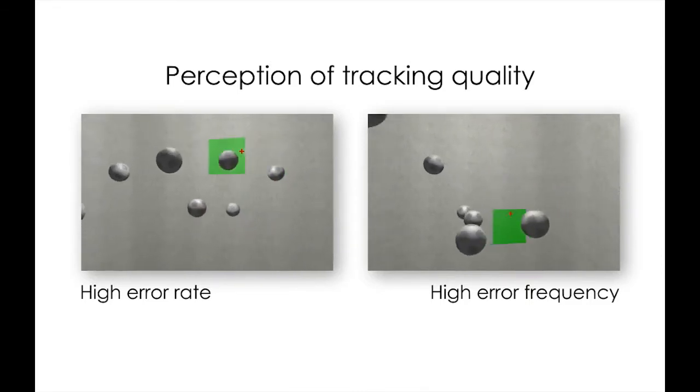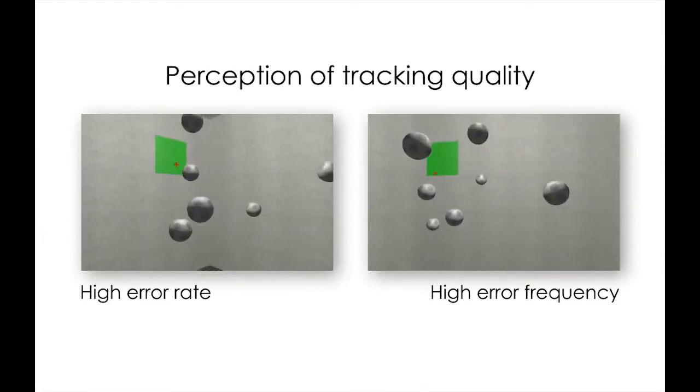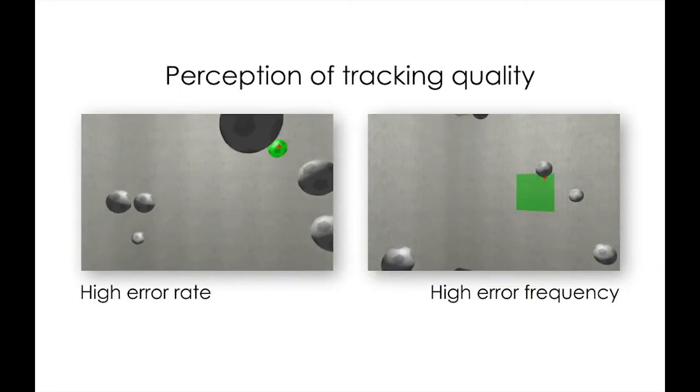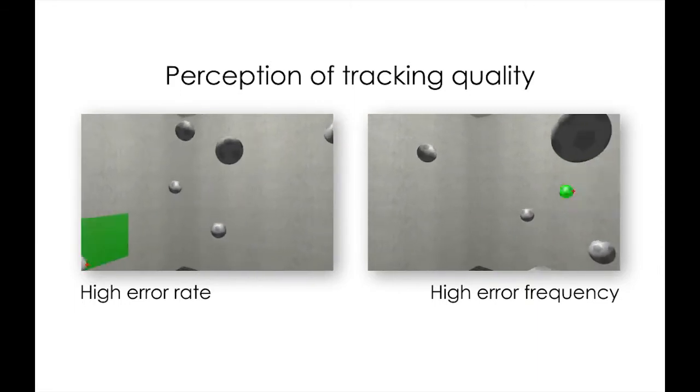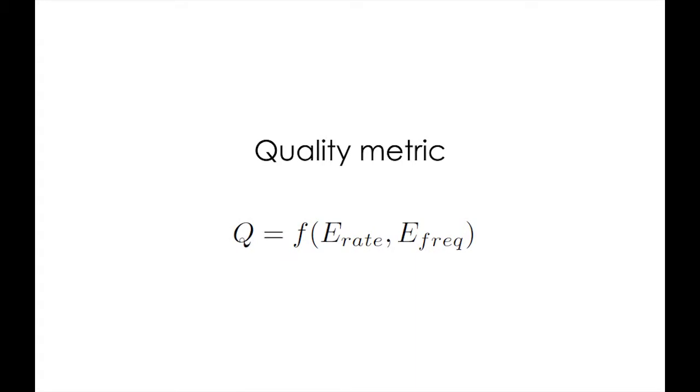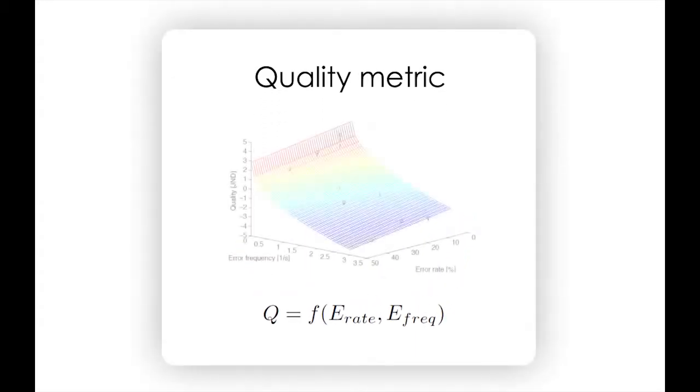We observed that the subjective impression of tracking quality depends on two major factors: error rate, which is the percentage of time when a wrong target is tracked, and error frequency, which is the number of shifts per second towards a wrong target. Our metric combines both these measures to give the overall quality of tracking. To find such a metric, we conducted a pairwise comparison quality assessment experiment. The data showed that the error frequency influenced the quality much more than the error rate.